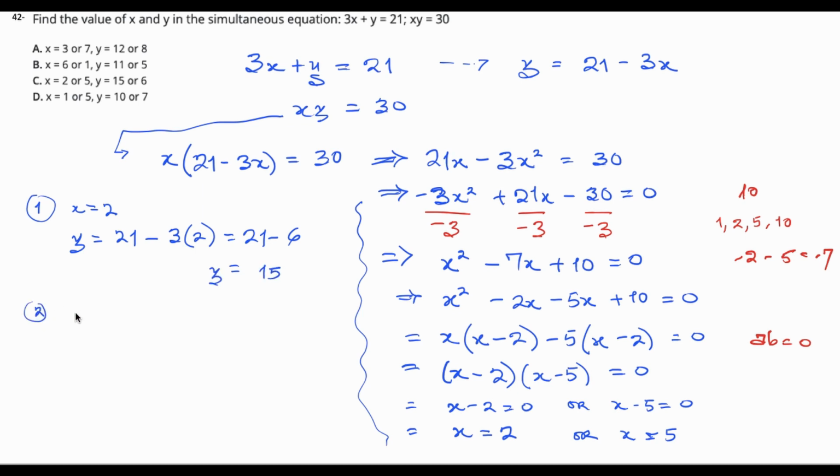And for the second case, when x is equal to 5, y is equal to 21 minus 3 multiplied by 5. So this is 21 minus 15. So y is equal to 6. So our answers are that when x is equal to 2, y is equal to 15. And when x is equal to 5, y is equal to 6. And the option that corresponds to that answer here is C. So here they're saying that x is either 2 or 5, and in the corresponding cases, y is equal to 15 or 6.